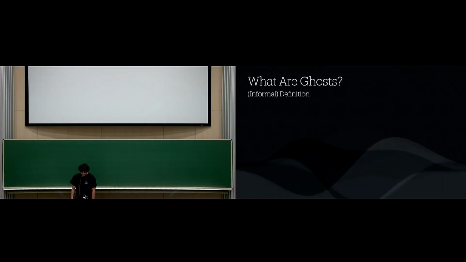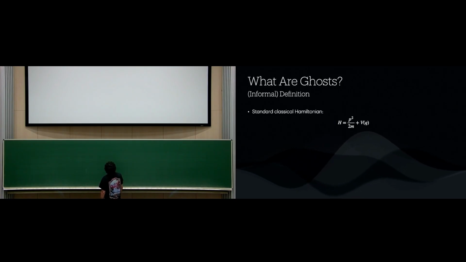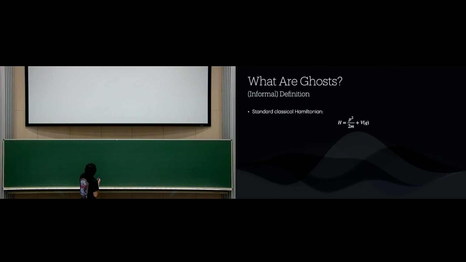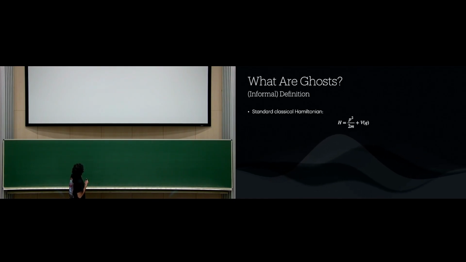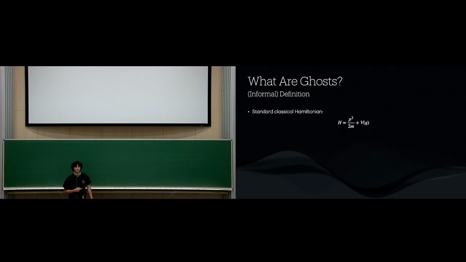So let's start off with asking what ghosts actually are. Let's take a look at this toy model standard Hamiltonian. If we assume that the potential is positive definite, this is bounded from below. And essentially, this is going to be conserved, right? So if you pick a starting value for the Hamiltonian, there will be an interplay between the kinetic term and the potential term such that motion in phase space will be bounded.